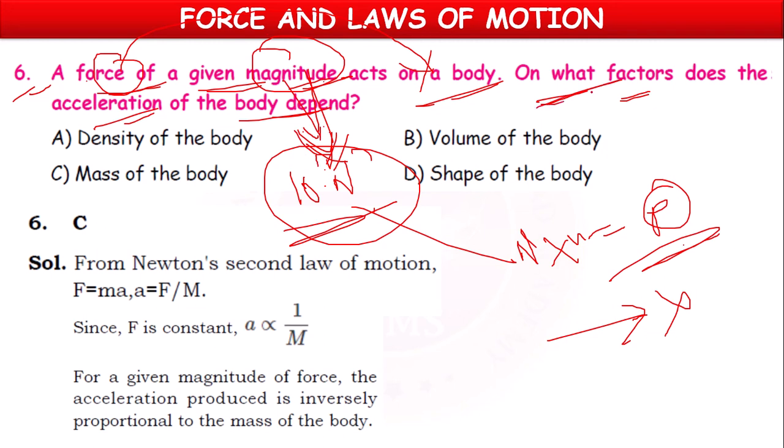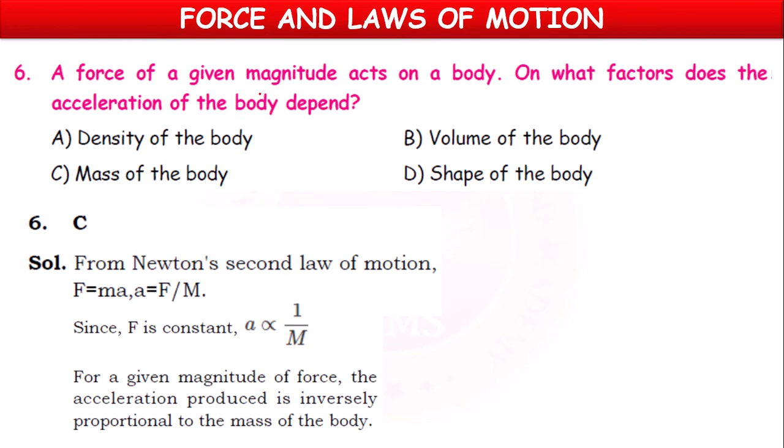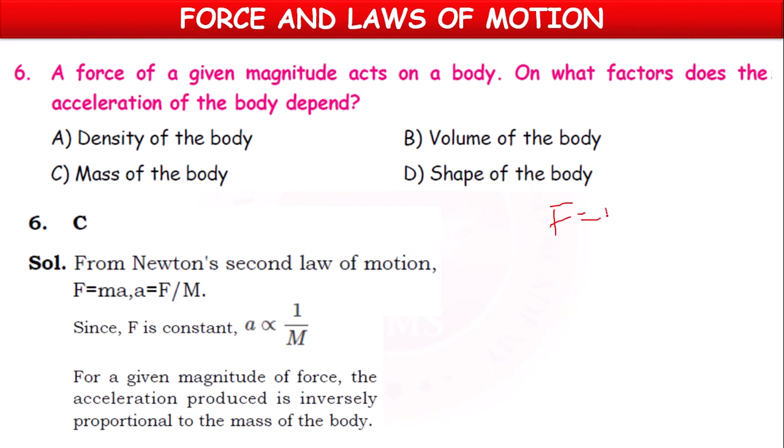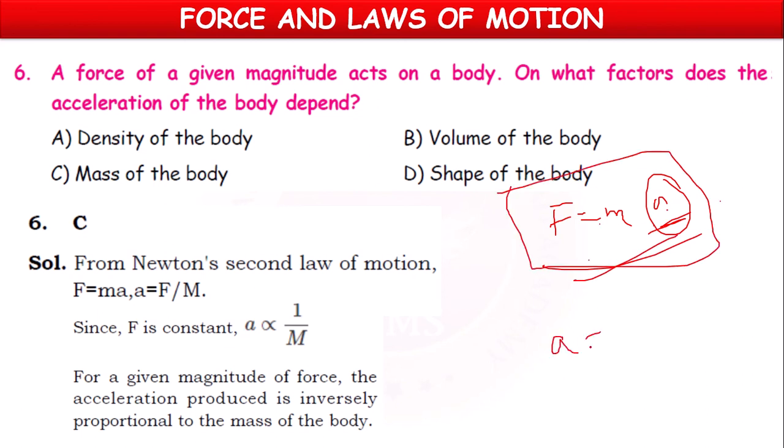Now the question is, on what factors will the acceleration of the body depend? We have the formula for force, F equal to ma. The force can be calculated with the help of this formula. Now, if you want to find the quantities on which acceleration depends, we have to make A the subject. The formula changes to A equal to force by m. This m will come down.